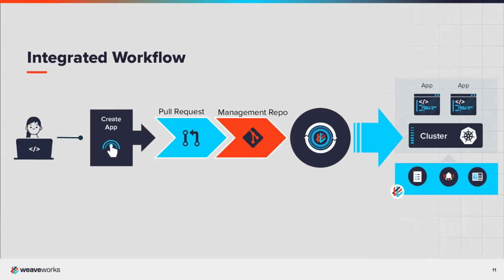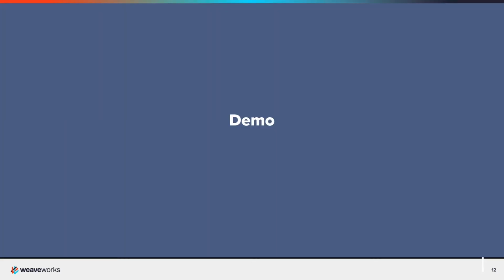A DevOps engineer uses their normal workflow to create a pull request against the management repository. Once this request is reviewed, approved, and merged, the change is immediately applied to the cluster. Now, let's see it in action.